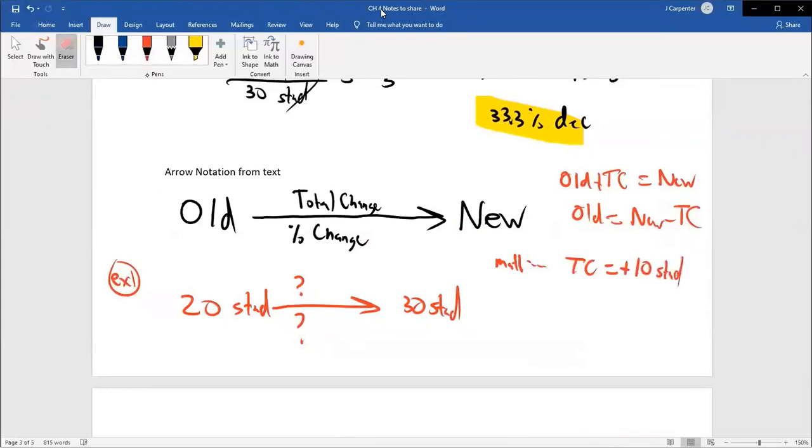So what you can then go back and do is erase the top portion, because that's where total change is. Don't put it in the bottom. That would be wrong, because total change goes in the top. So you'd put your plus 10 students here, and then you can do your math to figure out the bottom, which is the percent change. We already did the math, and we got that the percent change, 10 divided by 20, was a 50% increase, so plus 50%.